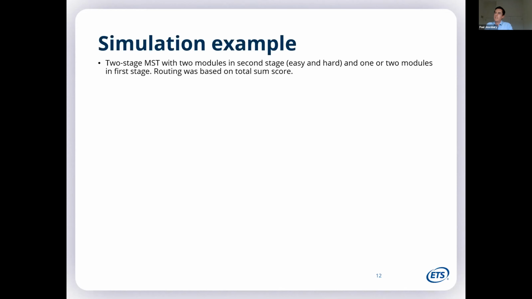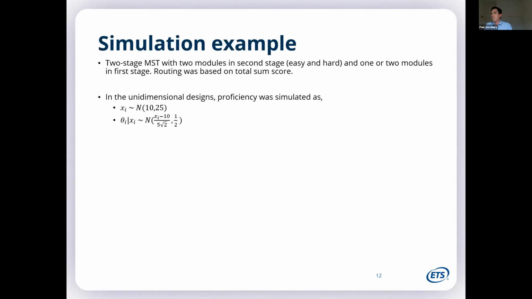We simulated a 2-stage MST with 2 modules in the second stage, easy and hard, and 1 or 2 modules in the first stage, depending on whether or not there was non-random selection of the first stage module. Routing was based on total sum score, but for the purpose of missing data, whether it's sum score or EAP or MLE doesn't actually matter a great deal.